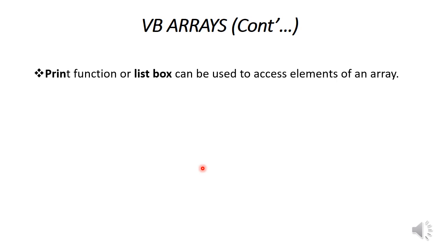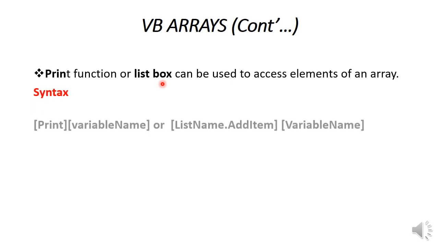So after initializing an array, we can print its elements by either using print function or list box. So once we have created the list box control on a Visual Basic form, we can also use another function called add item function, so that the elements which are stored into our array will be printed into a list box instead of being displayed on a Visual Basic form. Let us see the syntax.